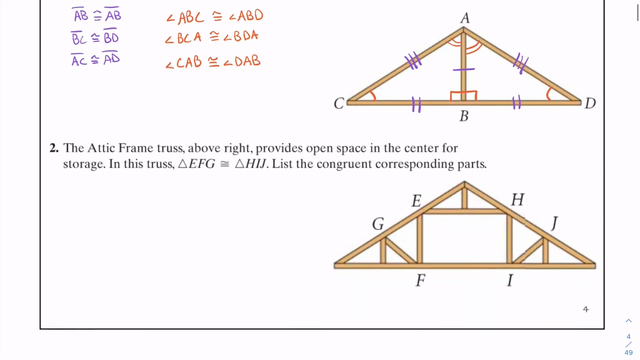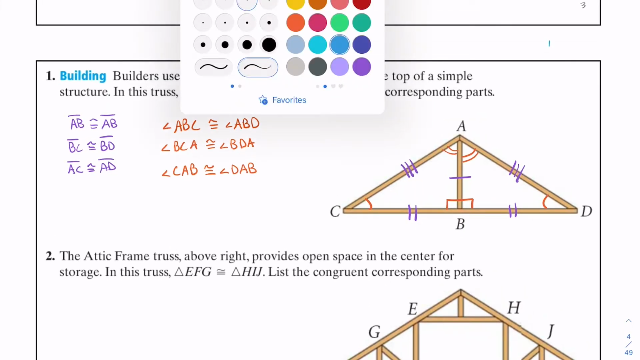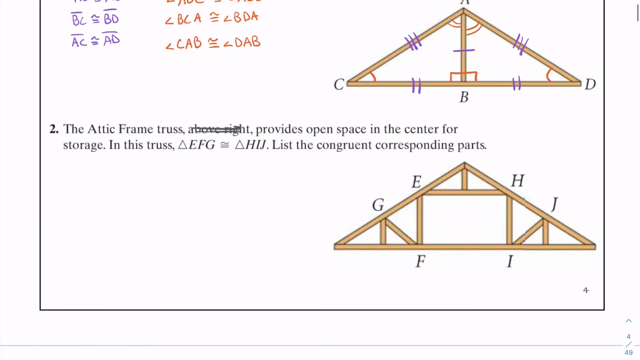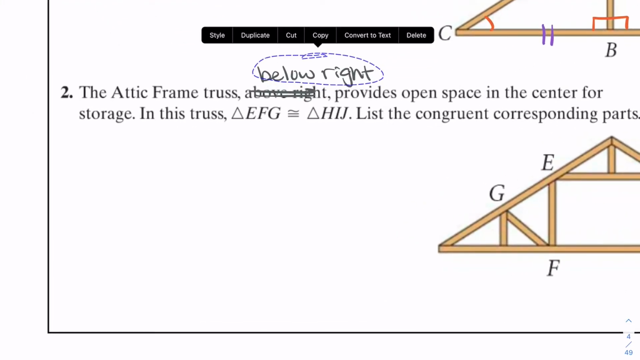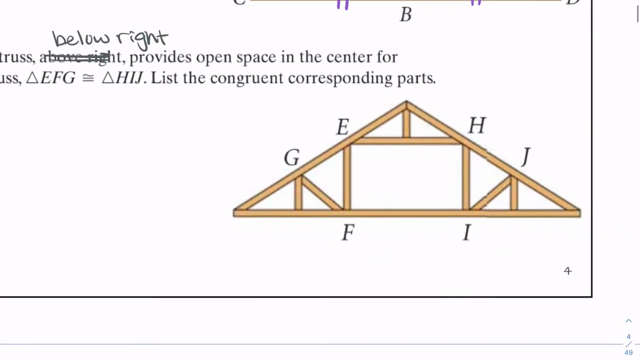All right, the next one, the attic truss above, which is really not above. So let's get rid of these words. These are screenshots from the textbook. So really, I should have just said below right, and then this is below right. Provides open space in the center for storage. Okay, so these are really cool.